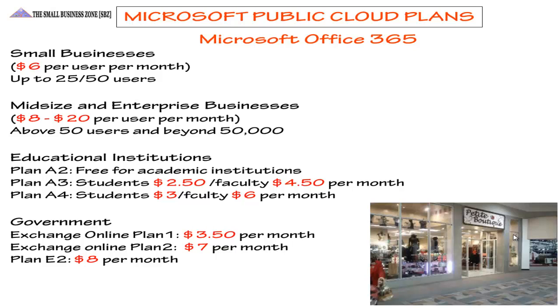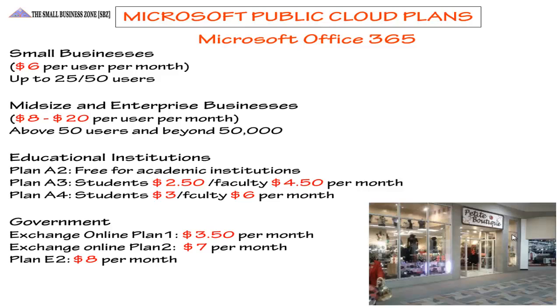The pricing is as follows. Small businesses, $6 per person per month. Mid-size and enterprise businesses, $8 to $20 per person per month. And educational institutions, there are 3 plans for educational institutions, which range from free to $250 per student and $450 per faculty, and $3 per student and $6 per faculty. And for government institutions, Exchange Online Plan 1 is $3.50, Exchange Online Plan 2 is $7 per month, and the Plan E2 is $8 per month.